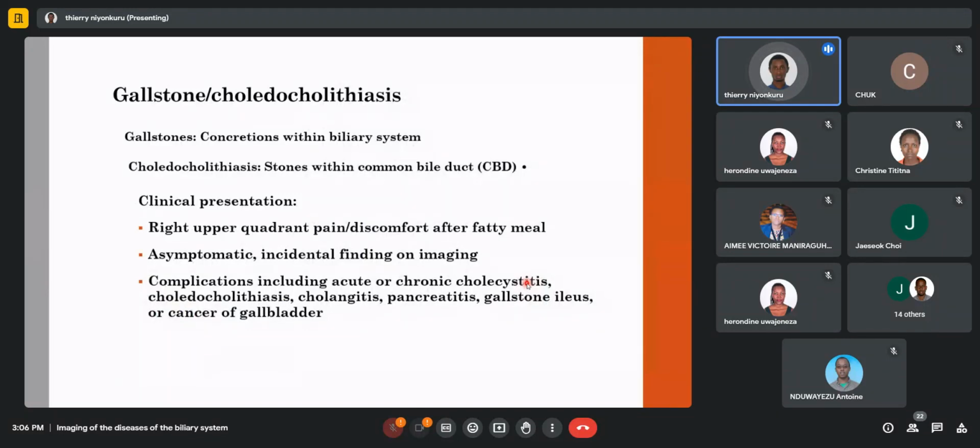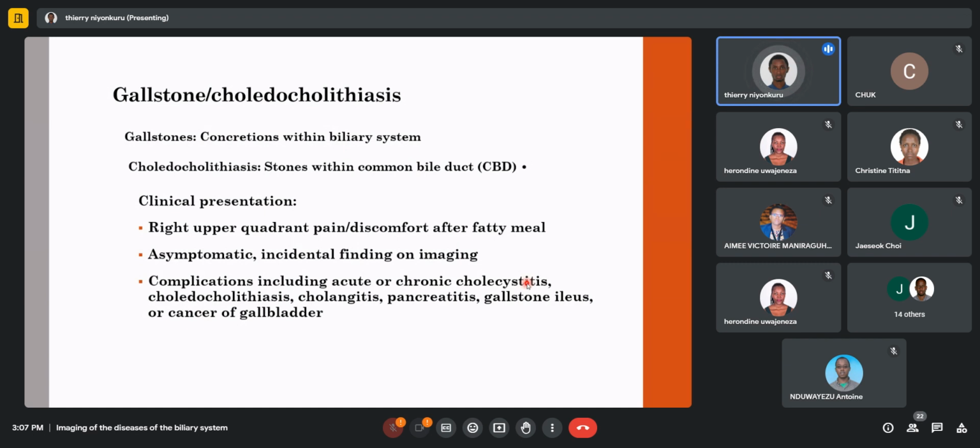There is gallstone and there is also choledocholithiasis. When there is gallstone, there is a concretion of calculi within the biliary system, and when there is choledocholithiasis, there is a concretion in the common bile duct. The patient will have right upper quadrant pain and discomfort after a fatty meal. They may be asymptomatic, and we find it during routine imaging.